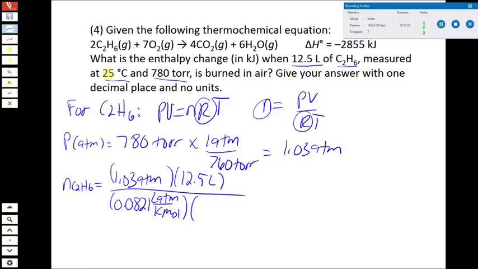And as a reminder that we're going to have to do a lot of times today, for any of these calculations involving gases, you also need temperature in Kelvin. So we add 273 to 25 and get 298 Kelvin. All right, so that's how we're going to calculate moles of C2H6, and what we come up with is 0.526.